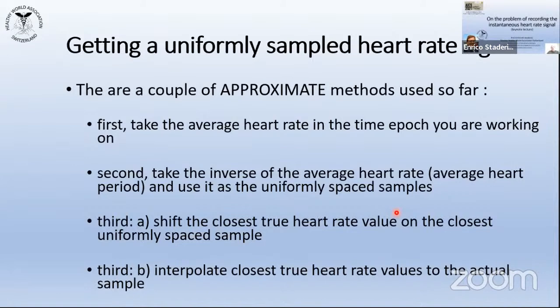Well, until now there were two approximate methods used so far. So please remember, you have a series of points. Each point is the heart rate, and each point is available at the heart rate. So the heart rate signal is sampled at the heart rate itself. If you want a uniform sampling, one of the possibilities is to take the average heart rate in the time epoch you are working on. Second, take the inverse of the average heart rate, so you have the average heart period, and use it as the uniformly spaced samples. But of course, in that case, each sample will not be superposed, will not correspond to the actual sample from the heartbeat detector.